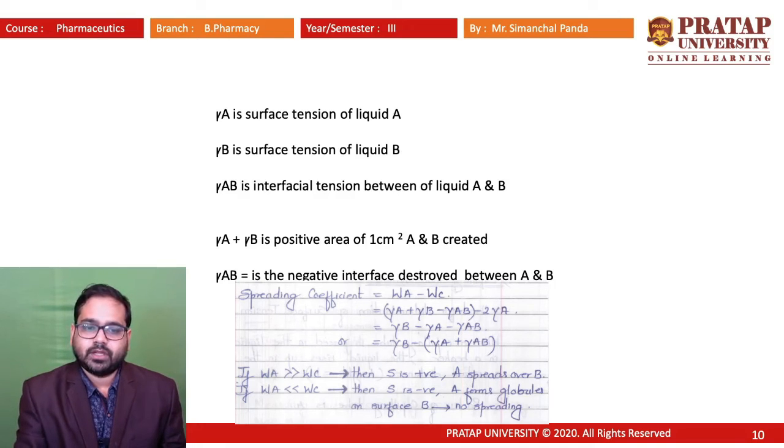When WA, the work of adhesion, is very large compared to the work of cohesion, then S is positive and A spreads over B. When the work of adhesion is very small compared to the work of cohesion, then S is negative and it forms globules on the surface of B. There is no spreading effect.